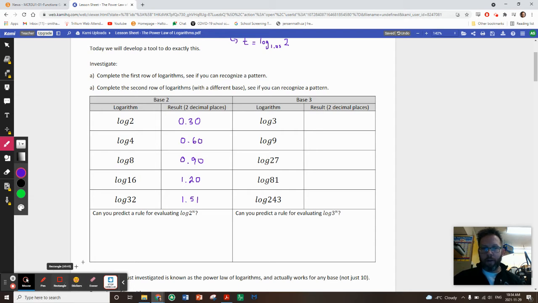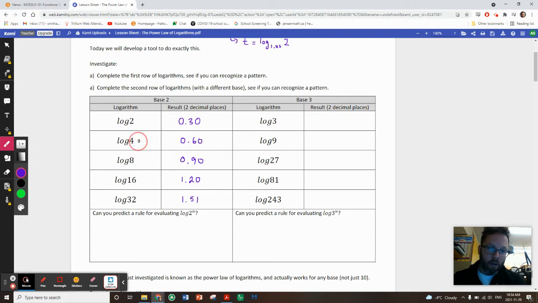All right, so I've done mine. Hopefully you guys got the same values, and 2 decimal places is enough for you guys to see a pattern. What you'll note is that log of 2 is about 0.3. This means that 10 to the power of 0.30 is approximately 2. The log of 4 was twice as much. The log of 8 was 3 times as much. The log of 16 was 4 times as much, and log 32 was about 5 times as much.